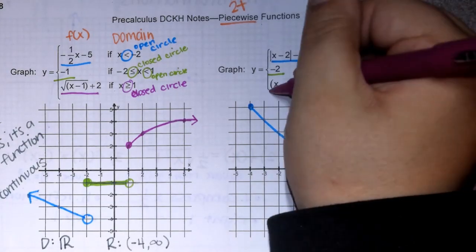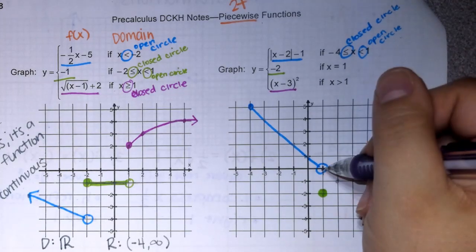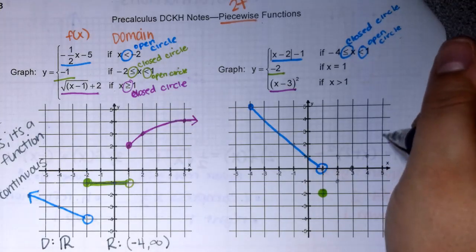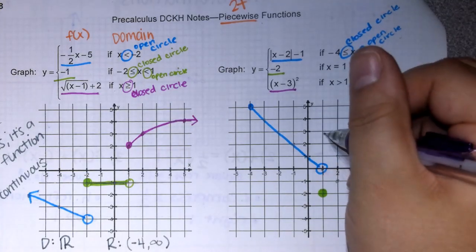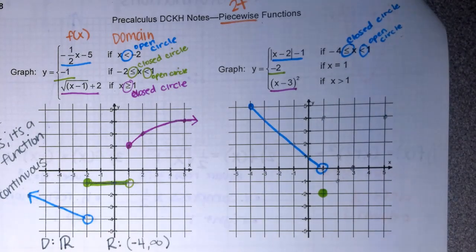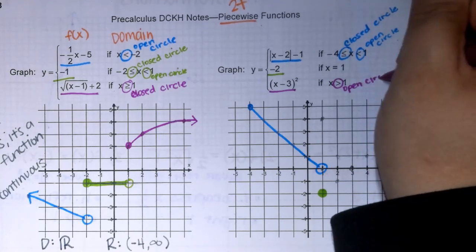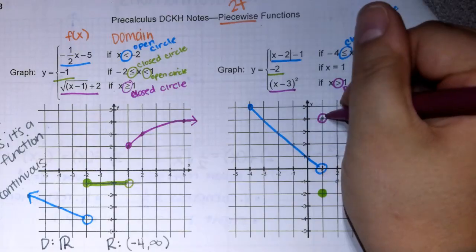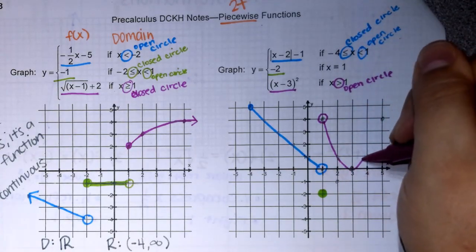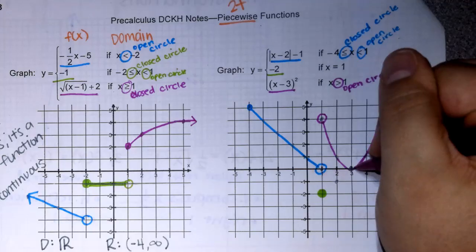And last but not least, x minus 3. What does that do to my parabola? I'm going to go right 1, 2, 3. And I'm going to draw the parabola. And what kind of circle is this? Open circle. So I'm going to draw an open circle at 1. And then it's greater than 1, so what am I going to do here? Arrow. Because it keeps going.